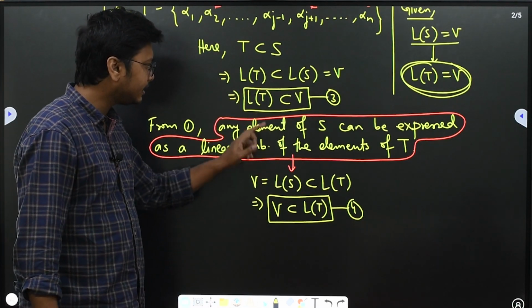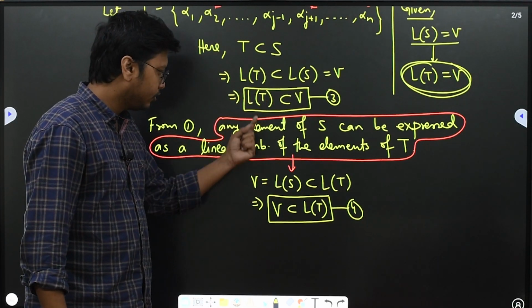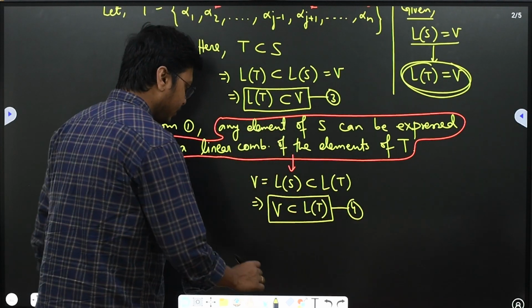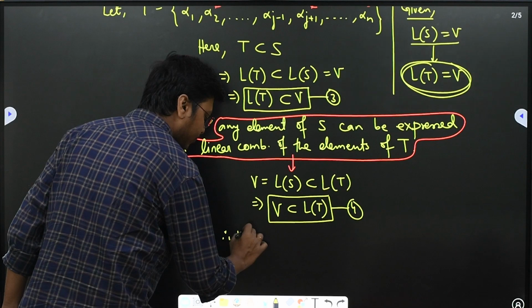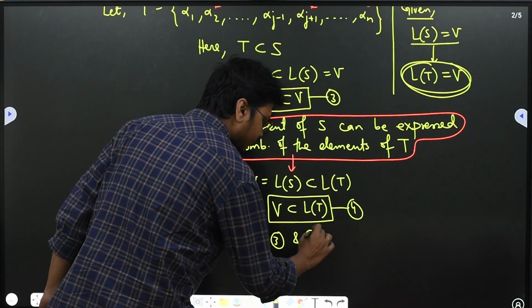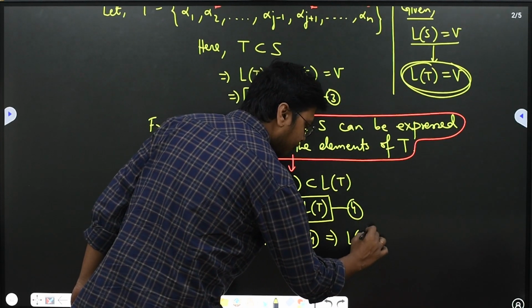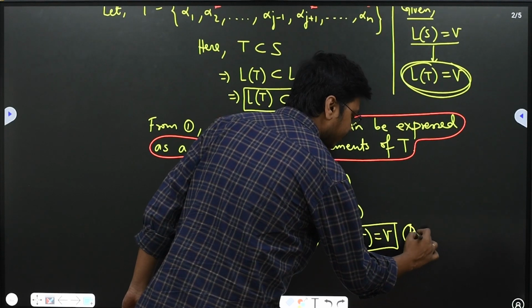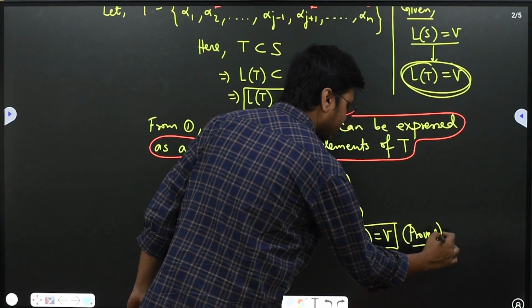Now you can just see equation number 3 and 4. Combining 3 and 4, I can say that V is equal to L of T. Okay, so therefore from 3 and 4 I get that L of T is equal to V, and this is my necessary proof, right?